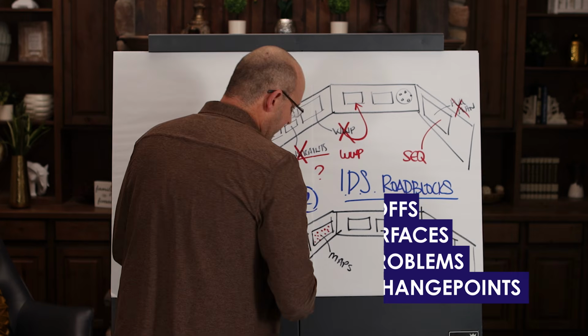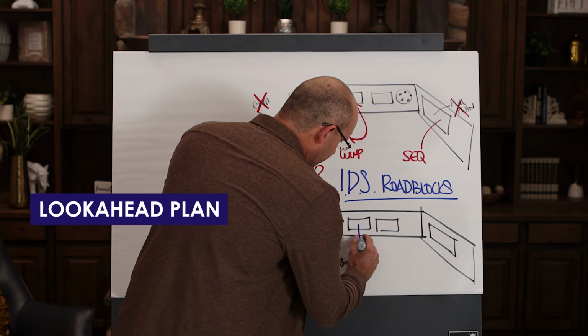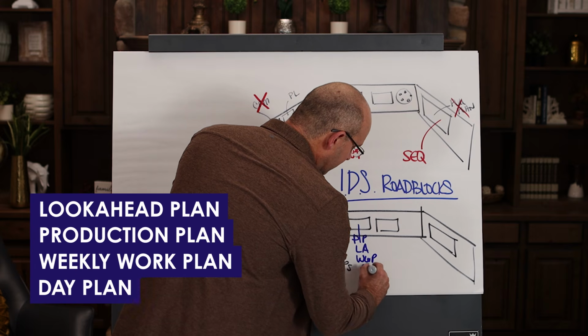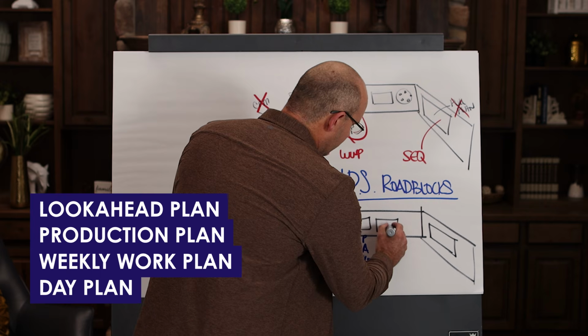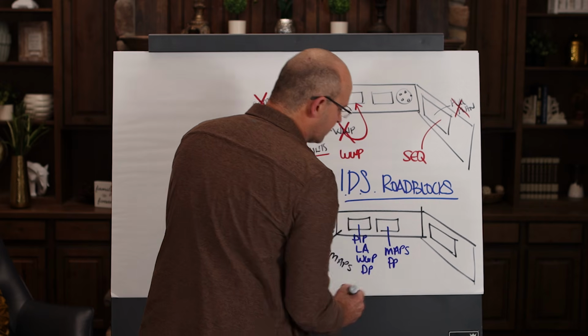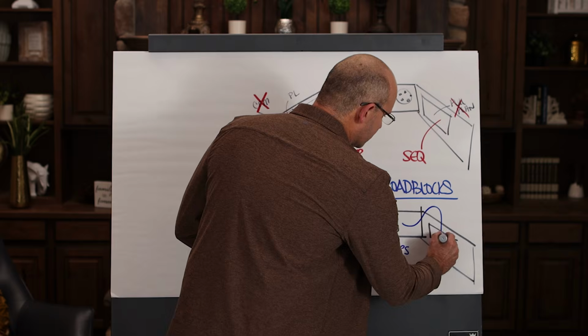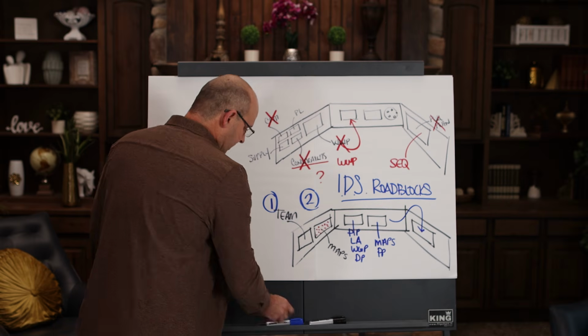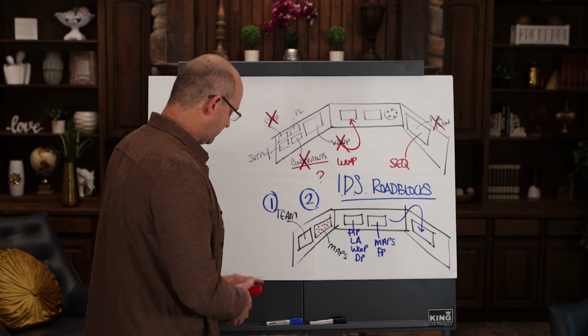This is crucial. Your look-ahead plan, and I'll say your production plan before that, and your weekly work plan and your day plan are digital. And when you do your maps that go to your field and your pull plans, they're digital. And then you're able as a team to do any brainstorming you have over here on the whiteboard.